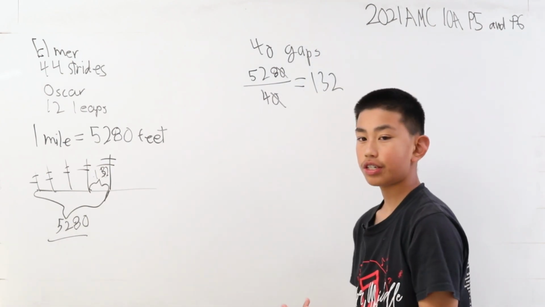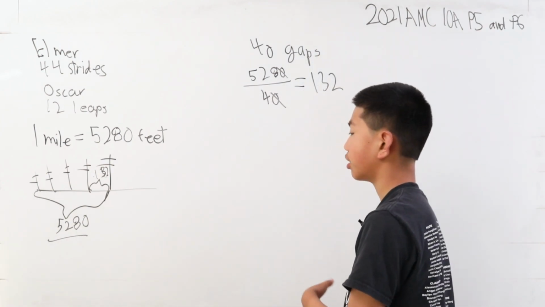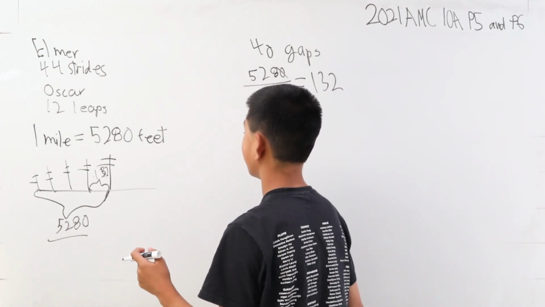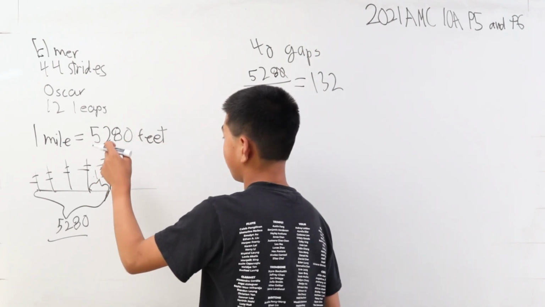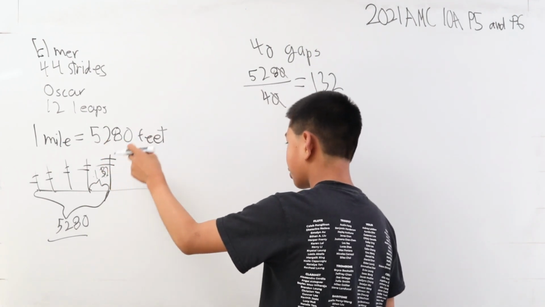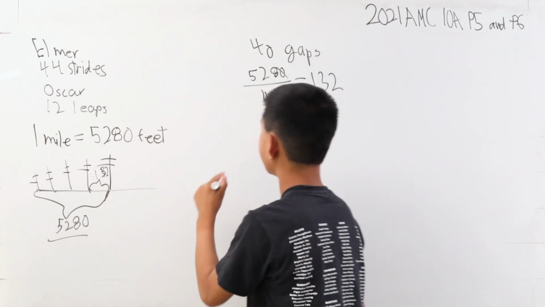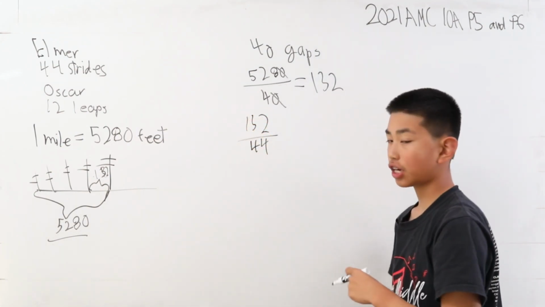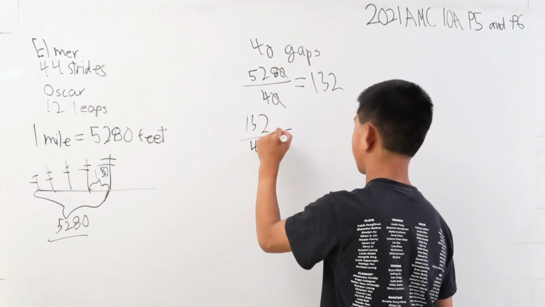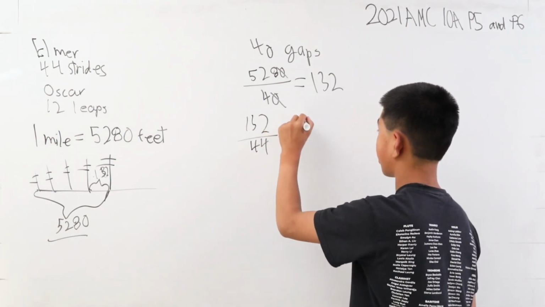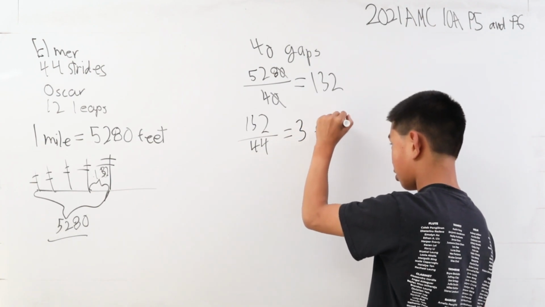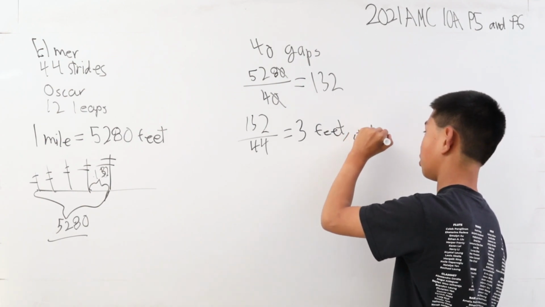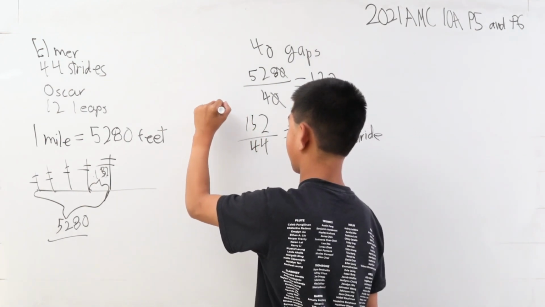Okay, so it says they walked between consecutive telephone poles. Let's just use 132. Elmer walks 132 feet in 44 strides. So 132 divided by 44 gives the length per stride. This gives us 3 feet per stride. And this is for Elmer. I'm just going to write E.